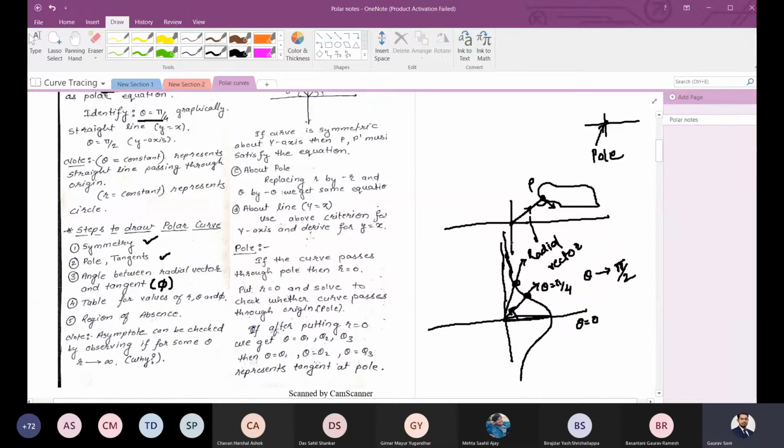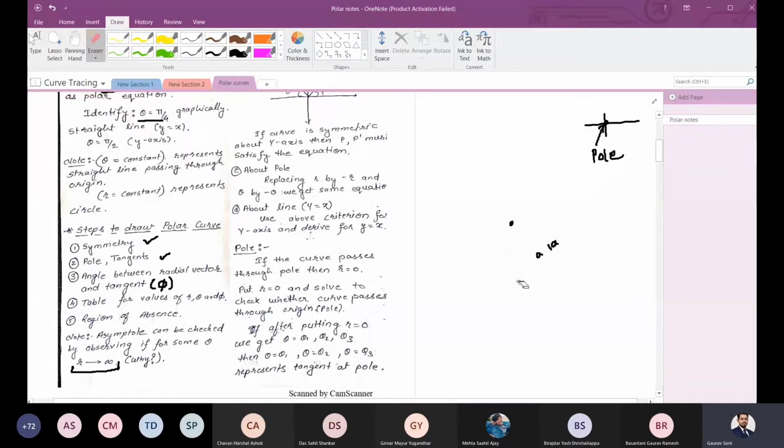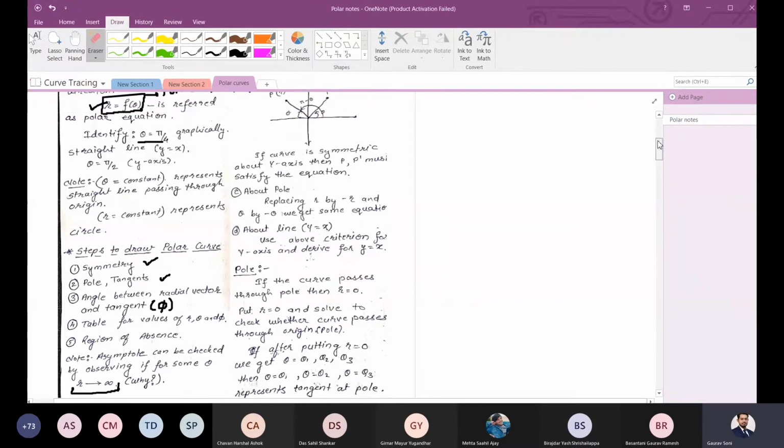So that is what this remark means, that an asymptote can be checked by observing if for some theta your r goes to infinity. Of course, this won't be used in many of the examples, but still you must know how you can check for an asymptote in a polar coordinate system. Fine. So we'll go through the criteria one by one.